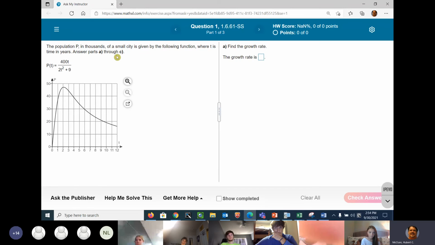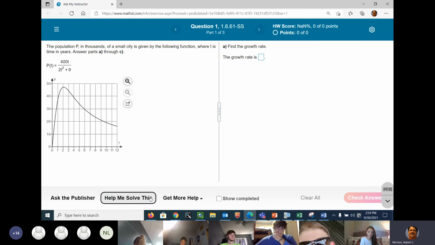The population in thousands of a small city is given by the following function, where T is time in years. That's a function right there. Okay, find the growth rate. They just want the derivative. So find the derivative of P of T.